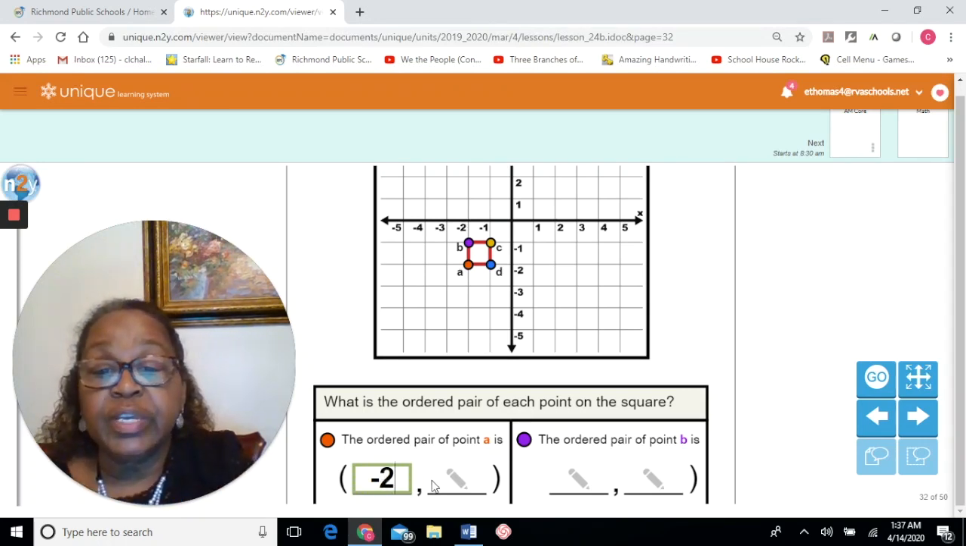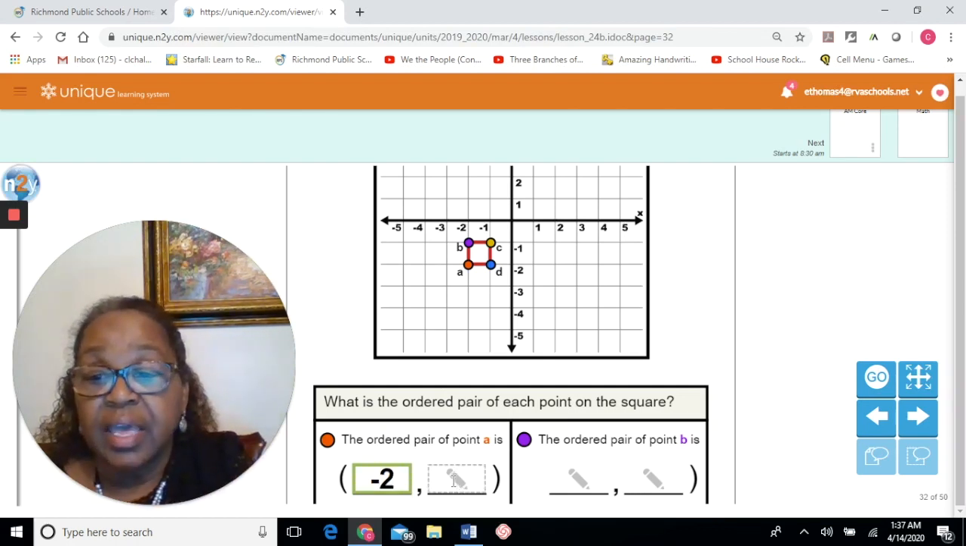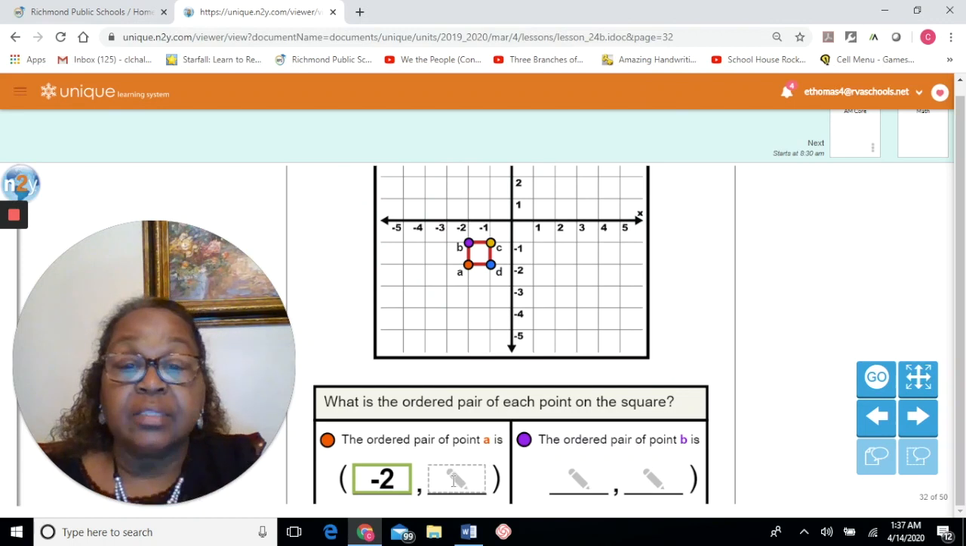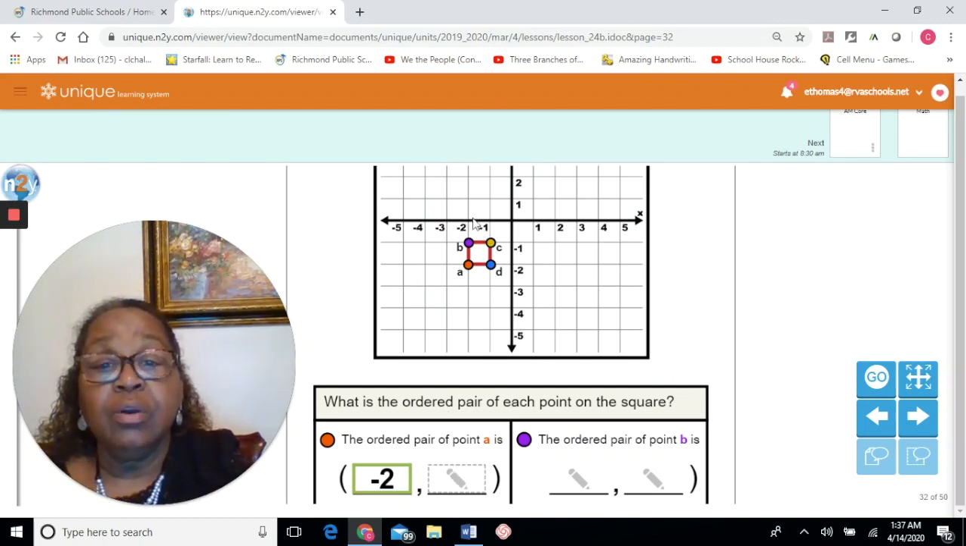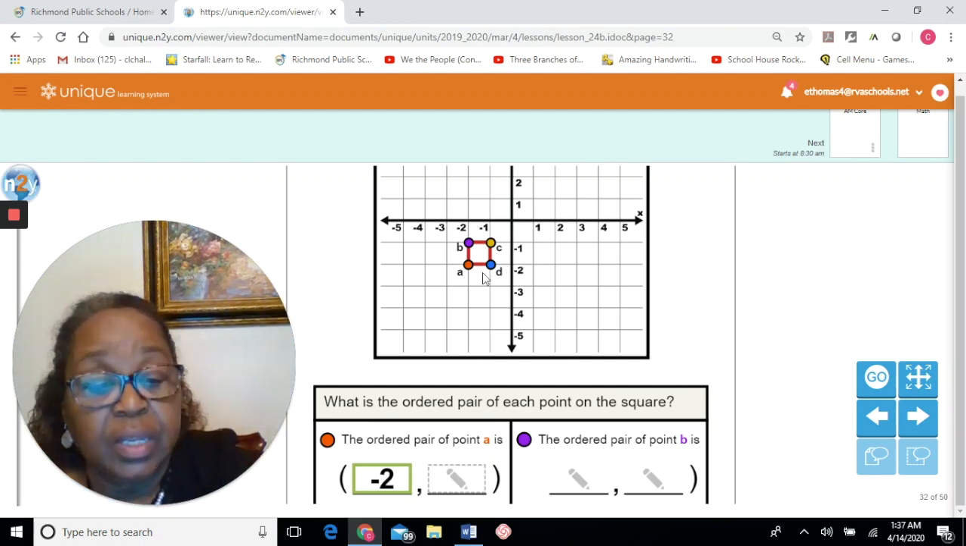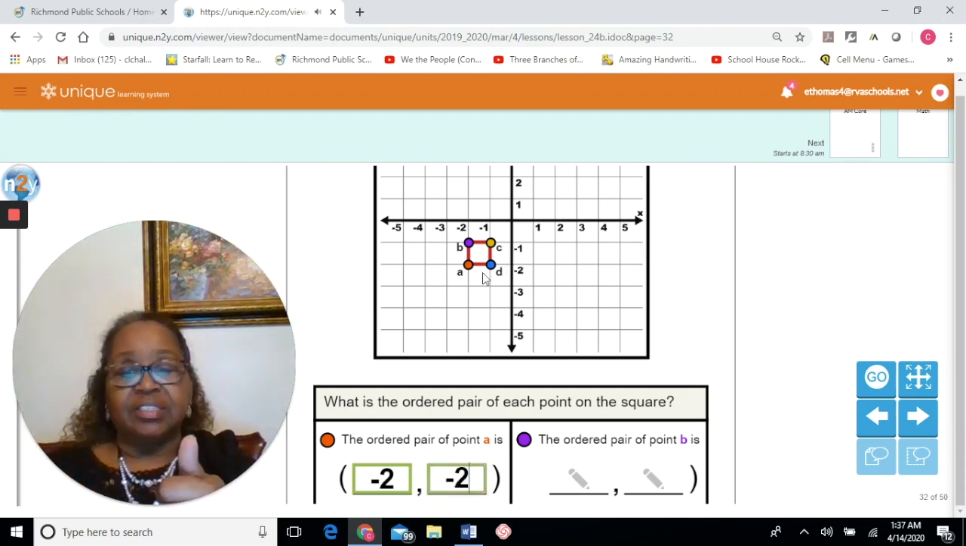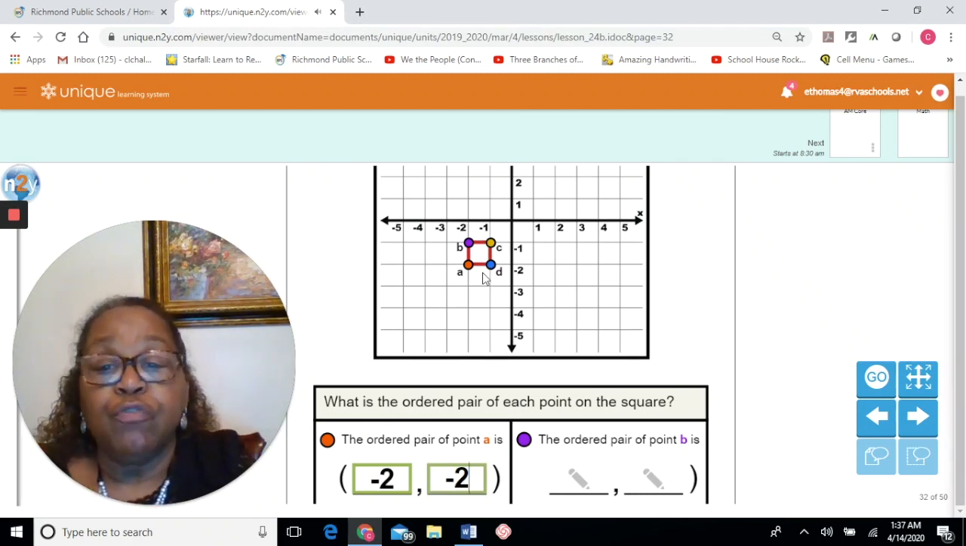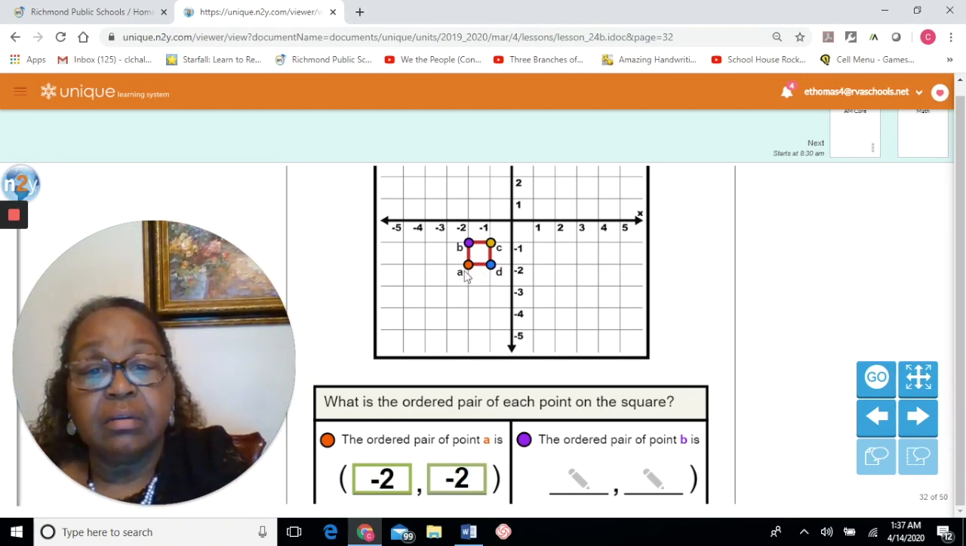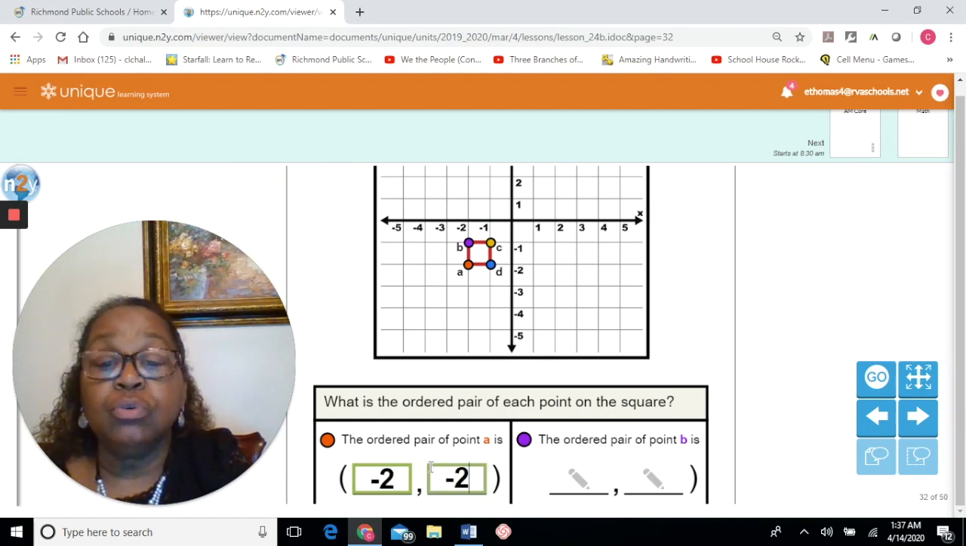Let's see in the ordered pair if we can get the second number right. Now, we did the x-axis. Now we must do the y-axis. And on the y-axis, we're here on the x-axis. We have to move down, and we're going to move down 1, 2, and it is a -2. Let's see if we have that correct. Excellent. So the ordered pair for point A, see, they gave each point an alphabet name. So this alphabet name is A, this point. And that ordered pair for that is (-2, -2). Excellent.